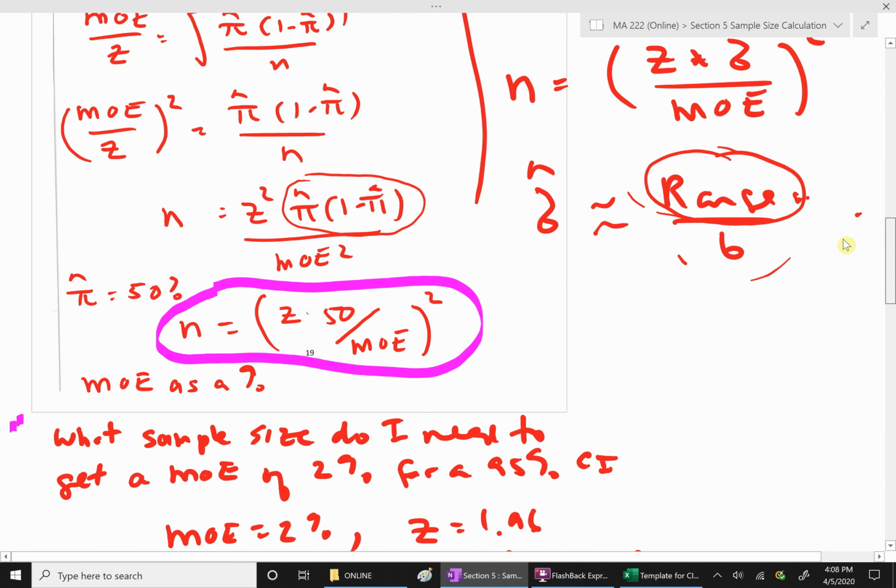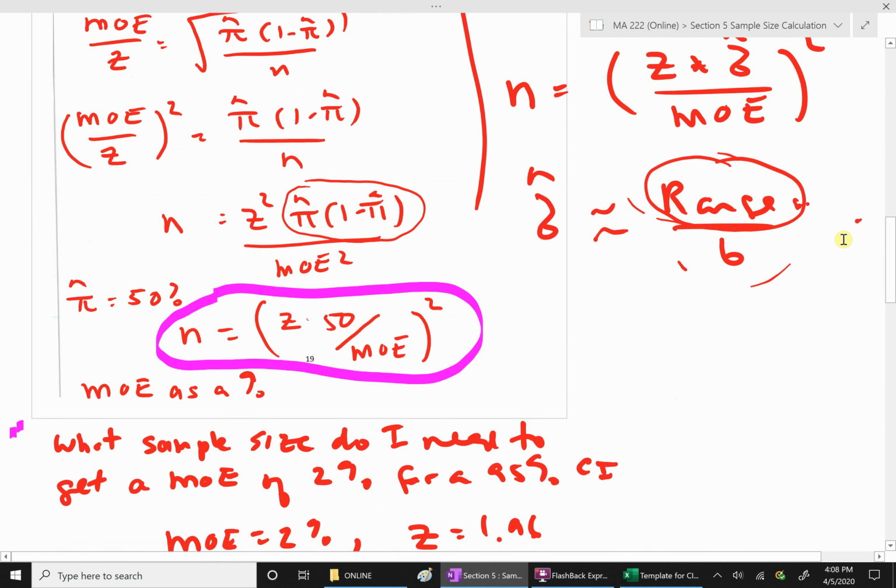Okay. So that gives you an idea of how to do the sample size calculation. And if I ask you what the sample size is for a quantitative variable like the population mean, I'm going to give you an estimate of the range so you don't have to guess, because that part can throw you a little bit off.